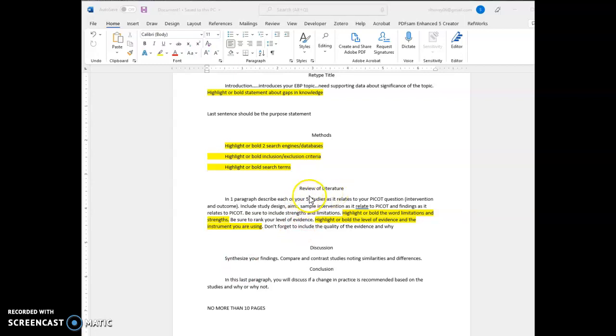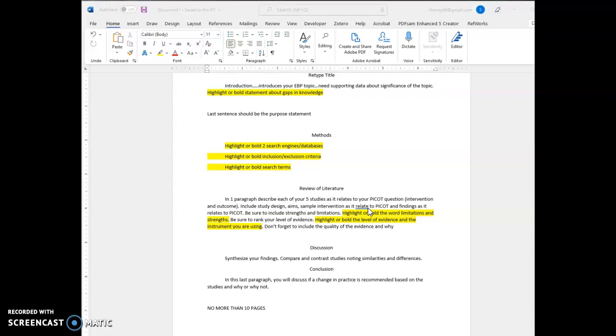Again, this is going to be a level 1 heading, so look at your APA manual on how to format that. You're going to have about 5 paragraphs in your review of literature, because for each paragraph you're going to describe one of your 5 studies as it relates to your PICO question. So you're going to be talking about the intervention and outcome in that study as it relates to your PICO. But you also need to include the study design, the aims, the sample, and that intervention as it relates to the PICO, and the findings as it relates to the PICO.